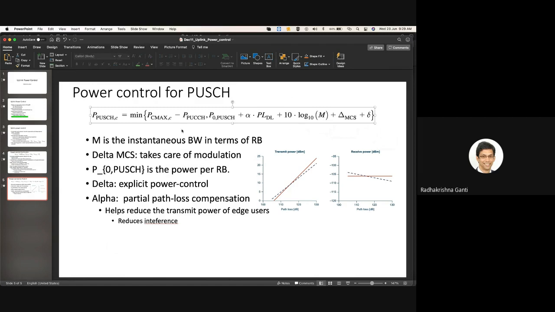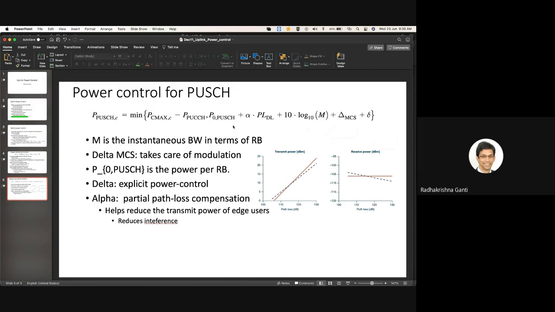The first thing is you see that it's PC max minus PUCCH. You have already used some power for PUCCH, so you subtract that power from PC max. That is the maximum power that you can transmit the PUSCH channel with. Then you have a certain formula. Again, there's a target P0 PUSCH. Per RB, how much power do you require? This P0 PUSCH is specified in terms of RB. For each RB, how much power you require.